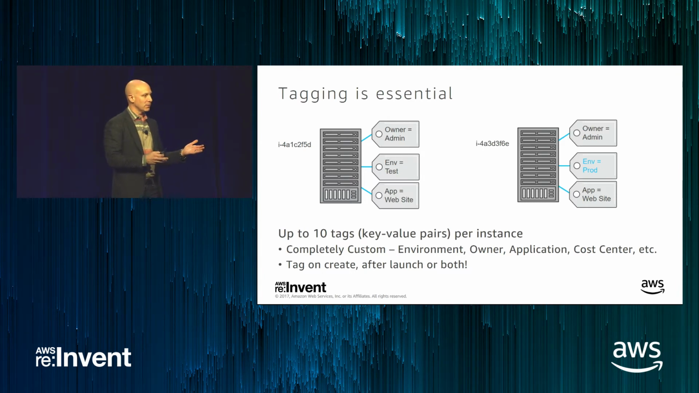It's metadata, it's key value pairs. You get up to 10 tags per instance. They're free. This is not like a re:Invent only special. It's always been this way.